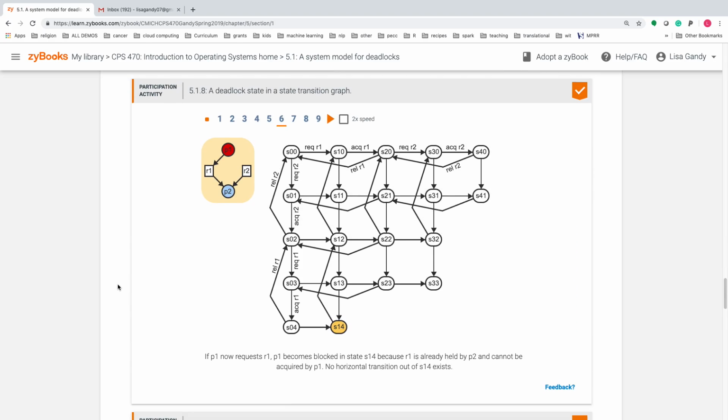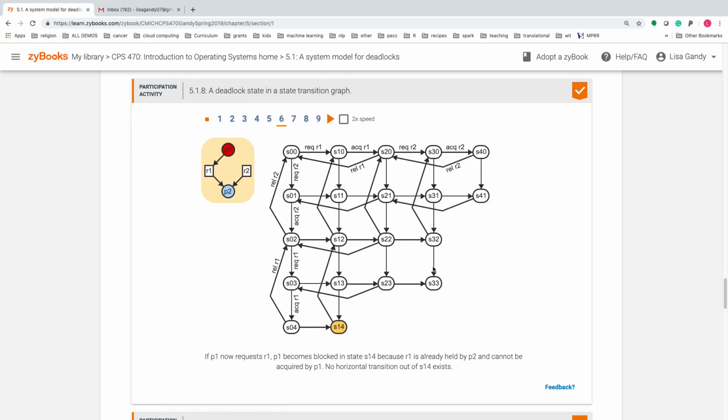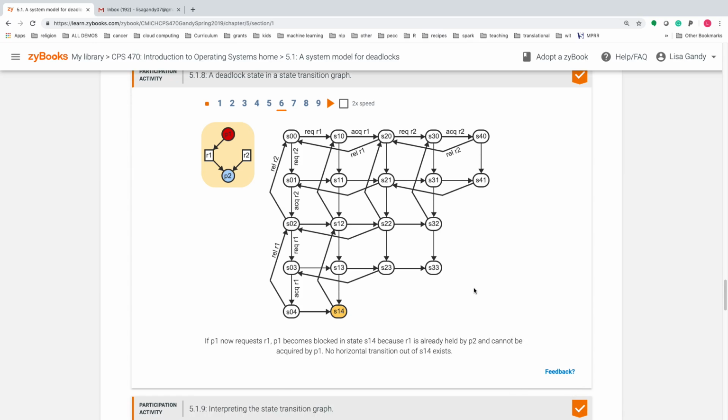Okay. So if you have a deadlock in the graph anywhere, nothing is safe. The whole graph is unsafe. If you don't have a deadlock anywhere in the graph, they're all safe. Let's just use that definition. That's actually a good definition: if no sequence of state transitions exists. So these are all connected to each other, and they all lead to the deadlock. Okay.